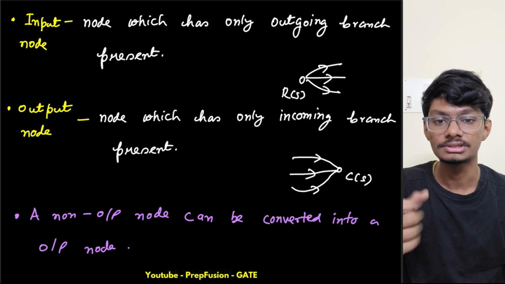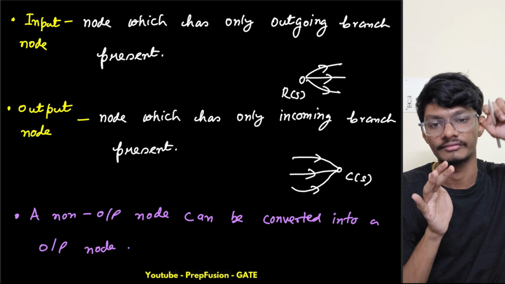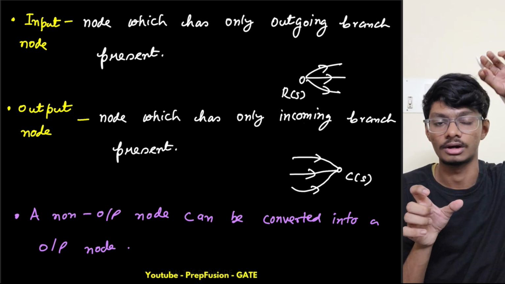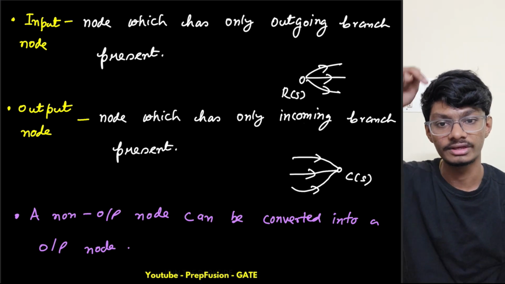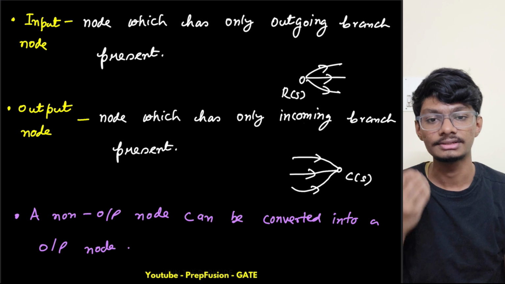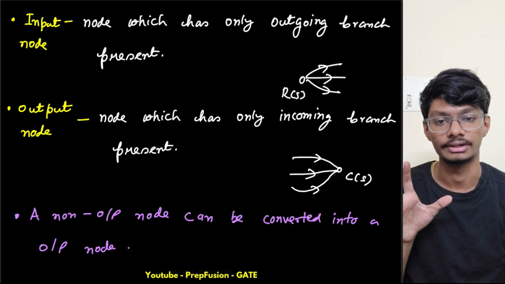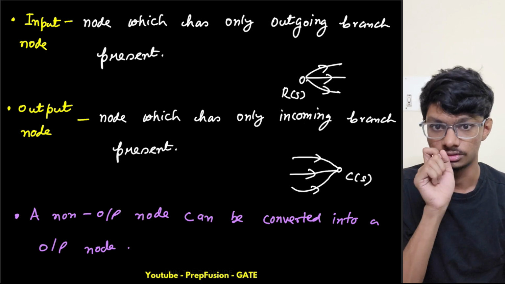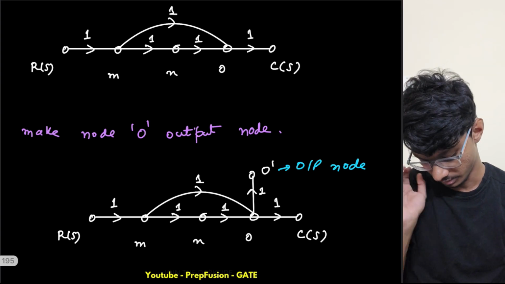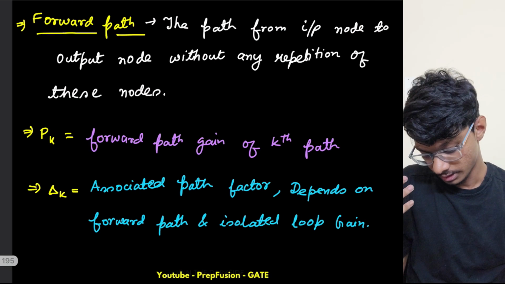But the key point is, a non-output node can be converted simply into an output node because there is no loading effect, right? I can simply take output from any of the nodes. But if I give the input to a node, then the overall system will get disturbed. Okay, the ratio of C by R will get disturbed. So I can't give input to any node. So just keep that in mind. Okay, so yeah, that is what I explained.